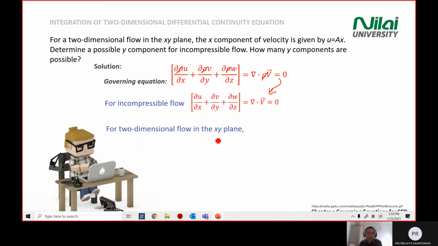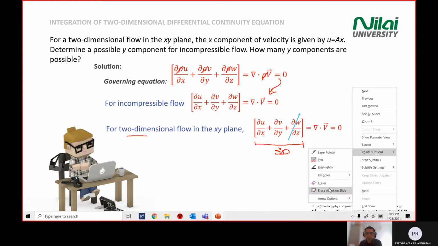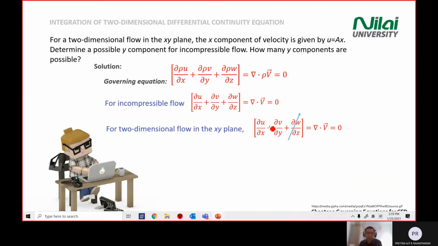Then you look at two-dimensional flow in the xy plane. Because you are having two-dimensional only, the z components you can take out because this one is a three-dimensional equation. You take out one of the components because we only look at the xy plane. Of course, when it comes to your test, it will become a three-dimensional problem. So the governing equation reduces to the second form and further reduces to the third form. With this, you only have del u over del x plus del v over del y equals 0.